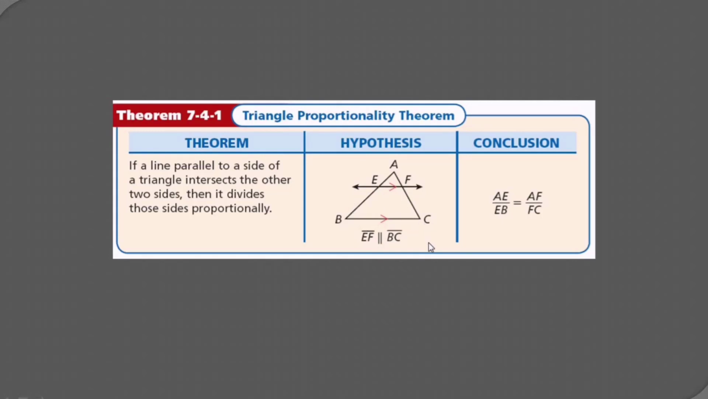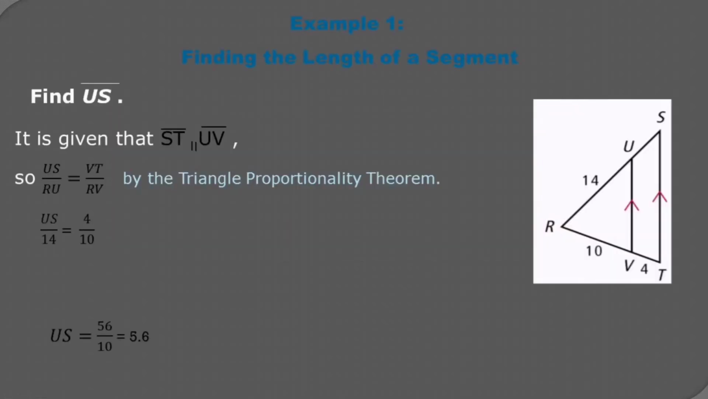So if a line parallel to a side of a triangle intersects the other two sides, then it divides those sides proportionally. So let's take an example, if I need to find the length of a segment. If I have a triangle RST, and I have UV parallel to ST, and I have RU equal 14, and RV equal 10, and VT equal 4, I need to find US.